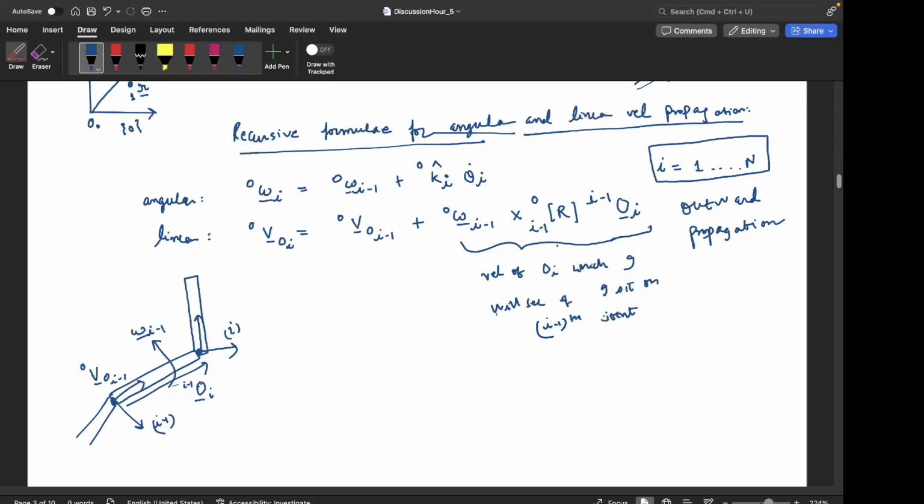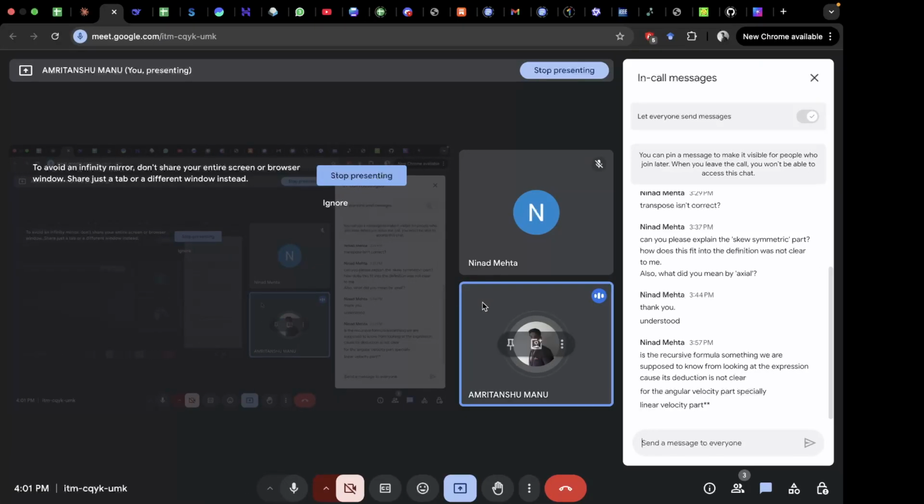That is this part. And now since I want to know with respect to the base, what do I need to add? We need to add the velocity of where I am sitting, that is OI minus 1 with respect to base, right? And that gives me velocity of OI with respect to the base. Does this make it clear how velocity is getting propagated?